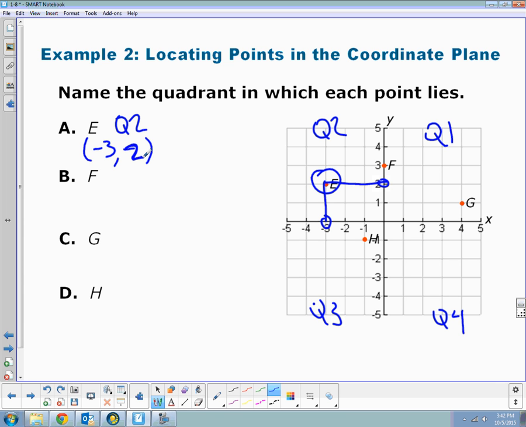So it's negative 3 x and 2 y. F. Same idea for F. F is right here. And the ordered pair, well, if we start with the origin, it goes left and right 0. So it does not go left or right on the x-axis at all. And the up and down, the y-axis, 3. So you should have 0, 3 as your ordered pair. Which quadrant is it in?